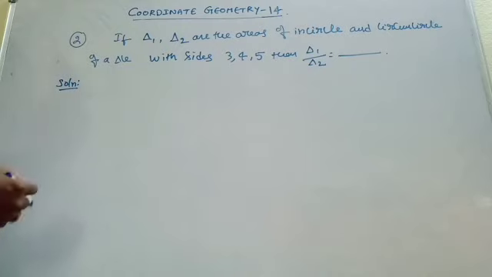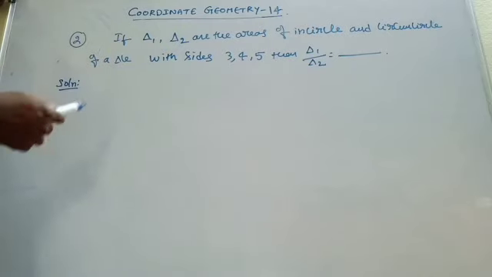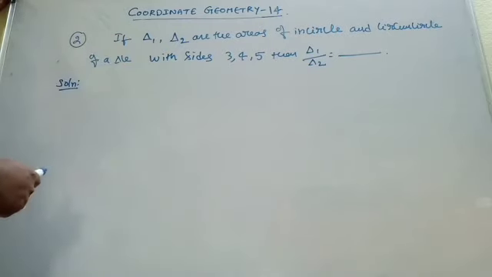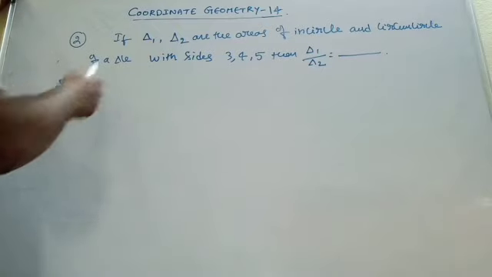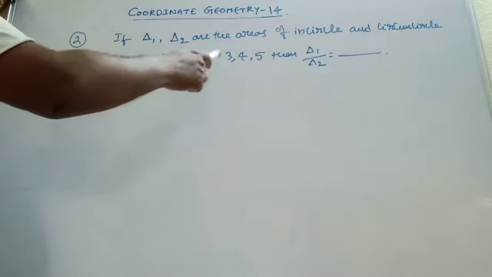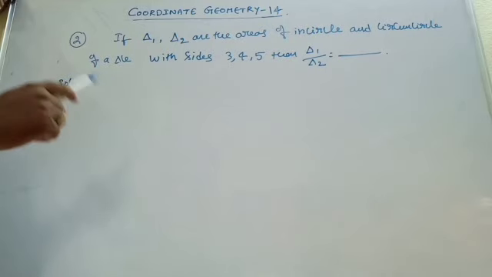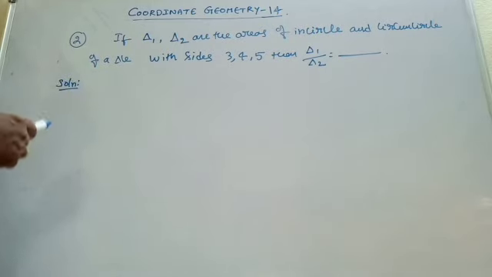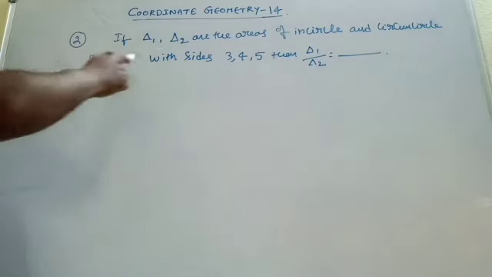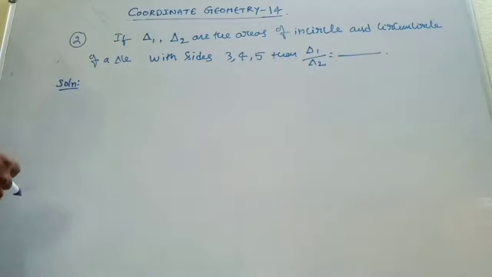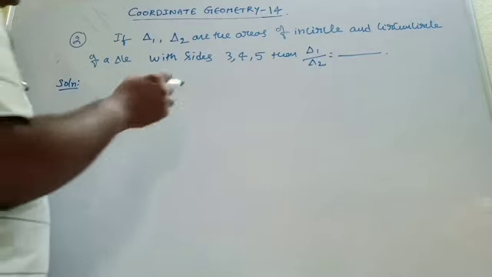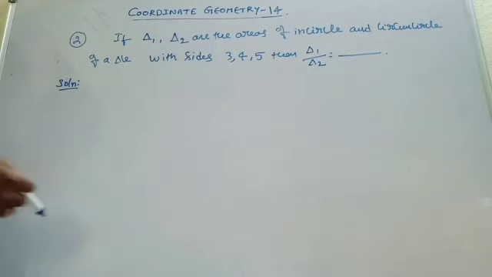Now, second problem. If delta 1 and delta 2 are the areas of the incircle and circumcircle of a triangle with sides 3, 4, 5, then you need to find delta 1 by delta 2, right?